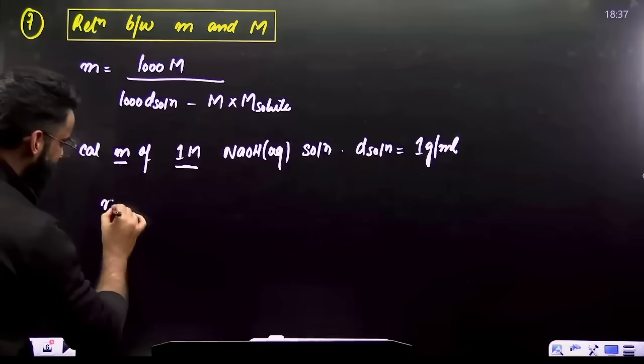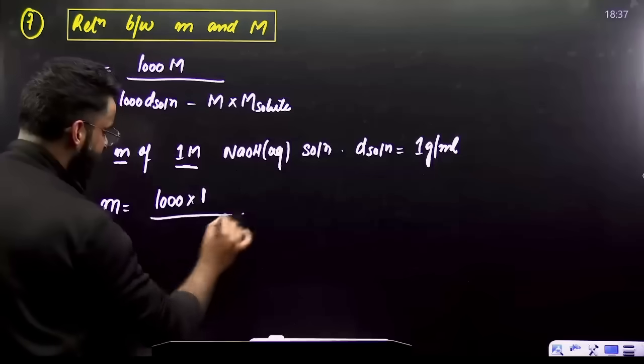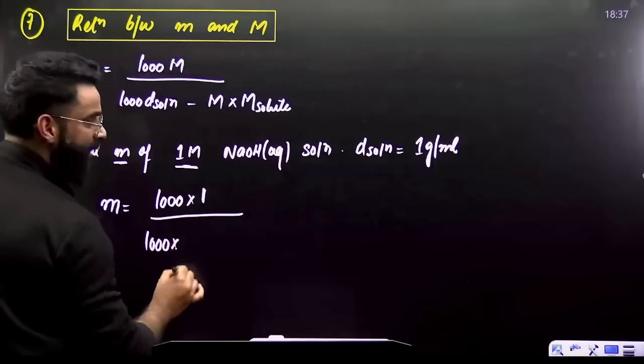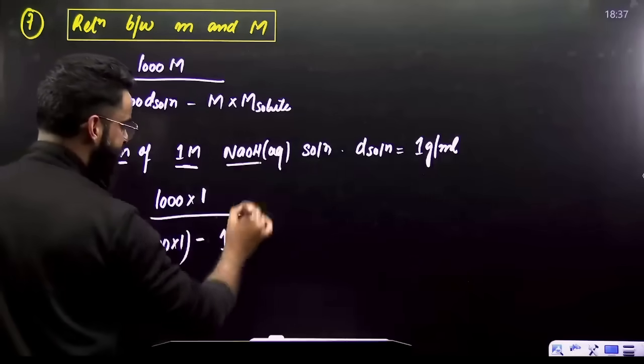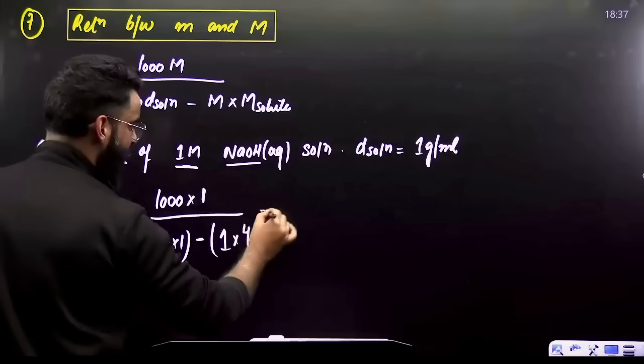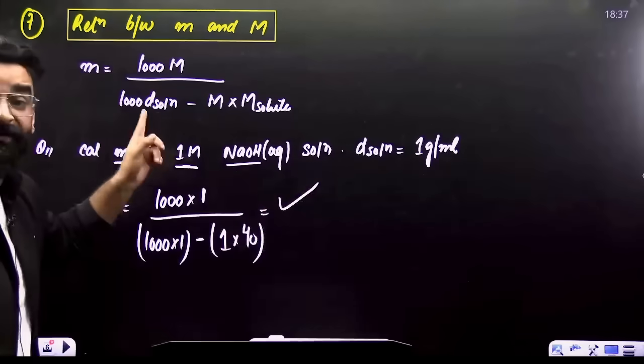So what will you be doing? You'll write m is equal to 1000 multiplied by molarity, which is 1, divided by 1000 multiplied by density of solution, minus molarity, that's 1, times molar mass of solute, that's 40. It's just a matter of calculation. Solve this, and it will give you the molality of the solution. Remember this result. It's very, very important.